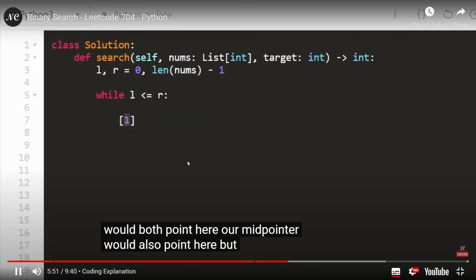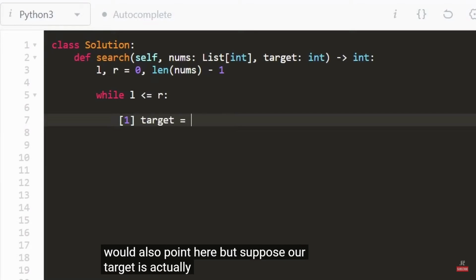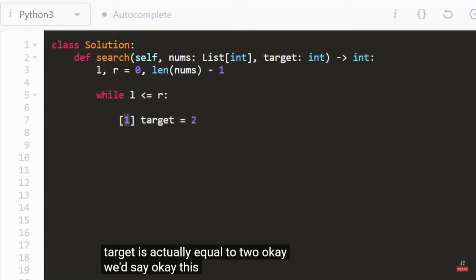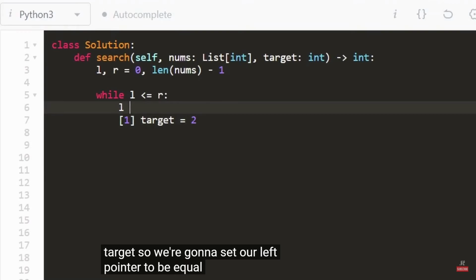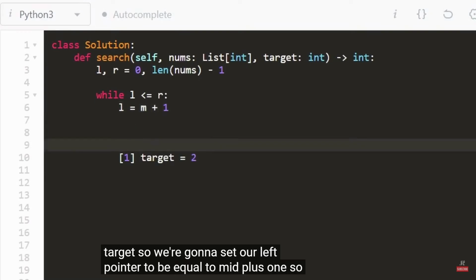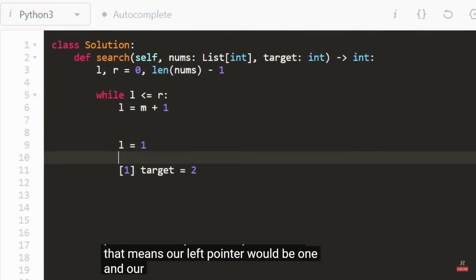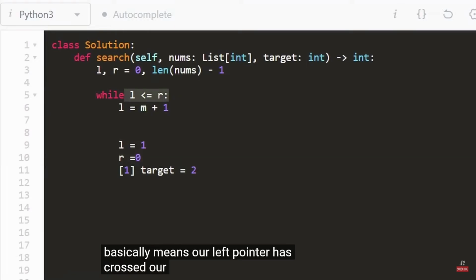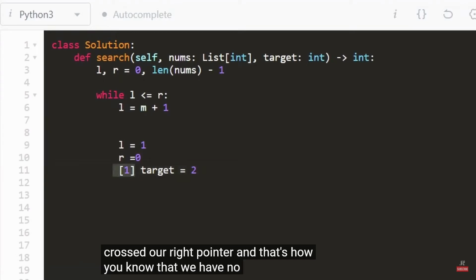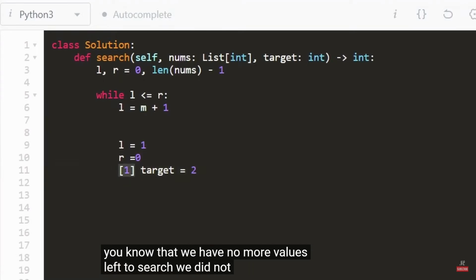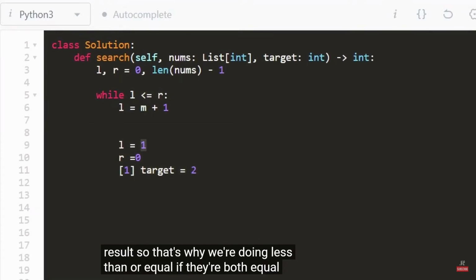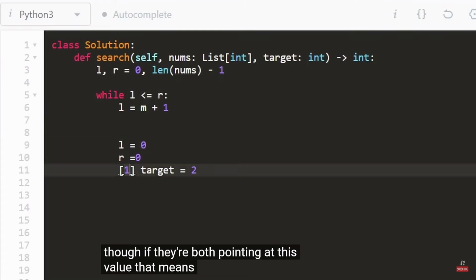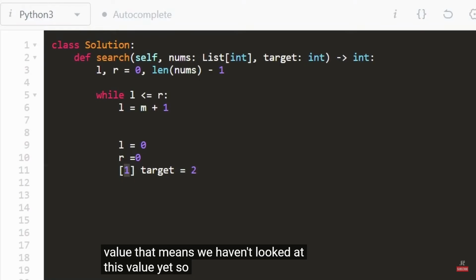Also point here. But suppose our target is actually equal to 2. Okay, we'd say this is too small for our target. So we're going to set our left pointer to be equal to mid plus 1. That means our left pointer would be 1 and our right pointer would be 0. That basically means our left pointer has crossed our right pointer, and that's how you know that we have no more values left to search. We did not find the result. So that's why we're doing less than or equal. If they're both equal, though, if they're both pointing at this value, that means we haven't looked at this value yet. So that's the idea.